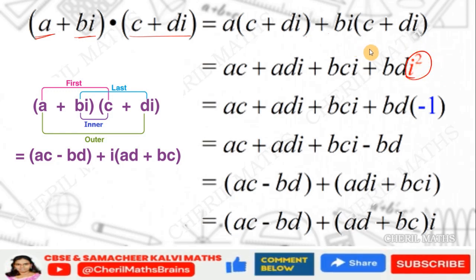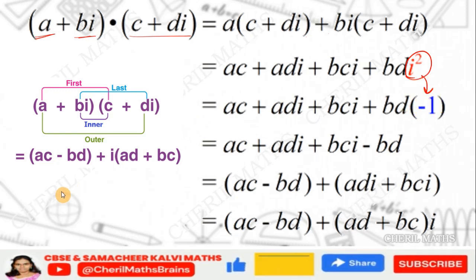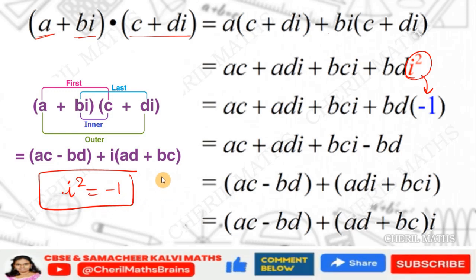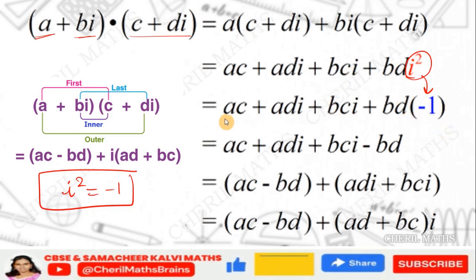The value of i square is what? The value of i square is minus 1. So you will have to remember that wherever you have i square, you will have to substitute the value minus 1. So now what will we get here? AC plus ADi plus BCi plus BD into minus 1.